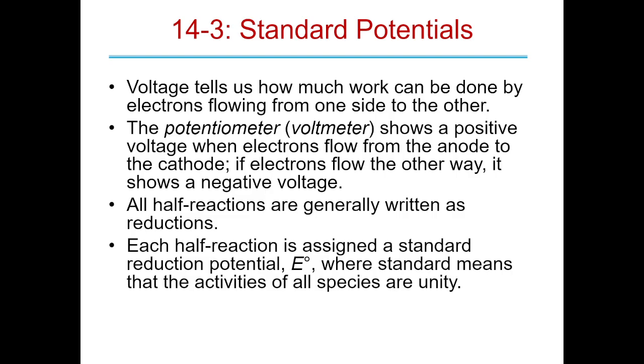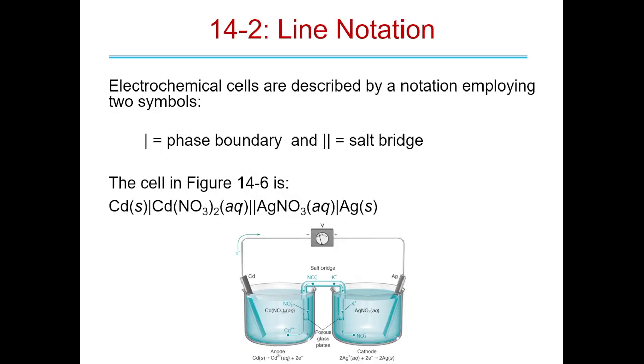All right, so voltage tells us how much work can be done by electrons flowing from one side to the other. The potentiometer, which can also be called a voltmeter, and oftentimes is, that's how you'd find it on Amazon. This shows a positive voltage when electrons flow from the anode to the cathode. If electrons flow the other way, it shows a negative voltage. If it shows the other way, by the way, that means you've labeled them wrong.